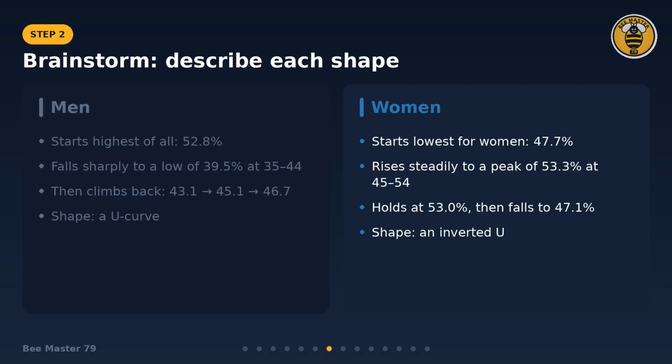Now the women, and the shape is the opposite. They begin at their own lowest point, 47.7%. From there the figure rises steadily to a peak of 53.3% at 45 to 54, holds almost flat at 53%, then falls to 47.1%. That is an inverted U.